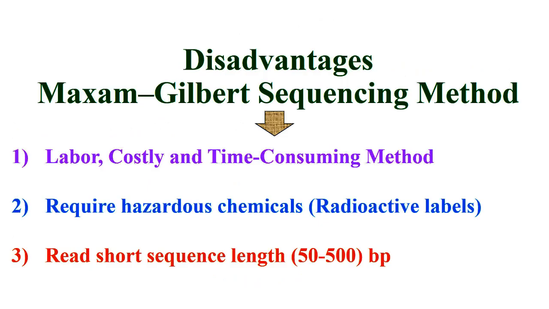On the other hand, Maxam-Gilbert sequencing method. Consider labor-intensive and costly and time-consuming method, and require hazardous chemicals as radioactive labels, and read short sequence length, 50 to 500 base pairs.